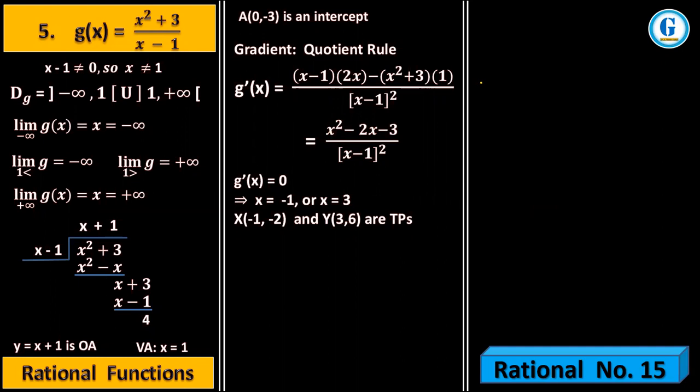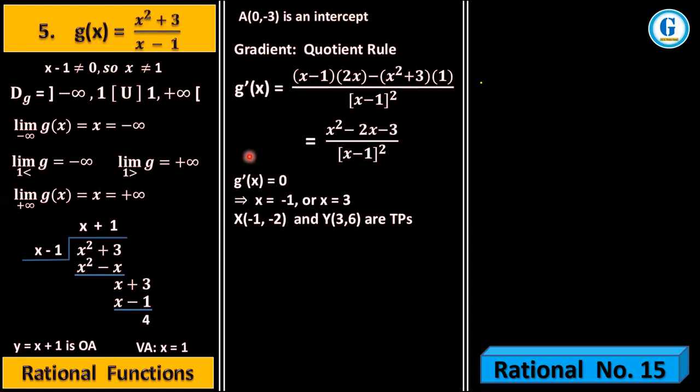Now we look for the corresponding values of y when x equals these values. So when x is equal to minus 1, substitute in this function. You will have minus 1 squared, which is 1, plus 3, 4. 4 over minus 1 minus 1, so 4 over minus 2, which is minus 2. So we have the point x, minus 1, minus 2.